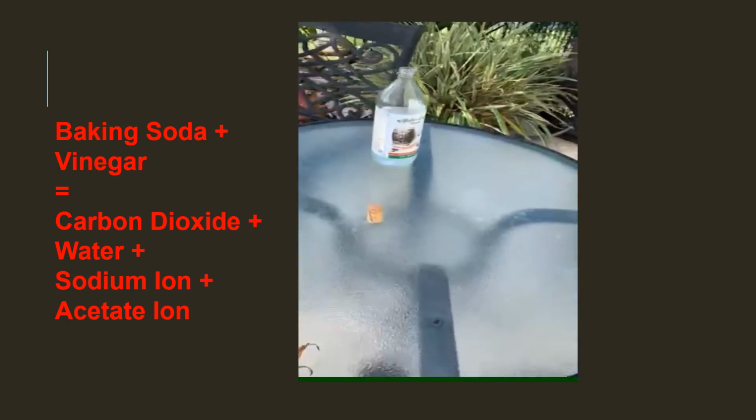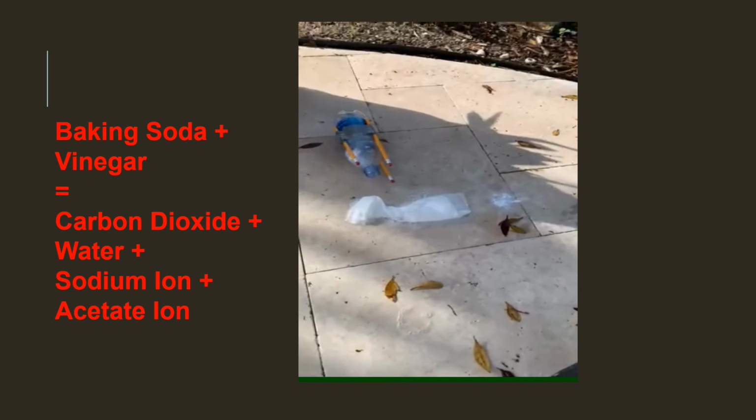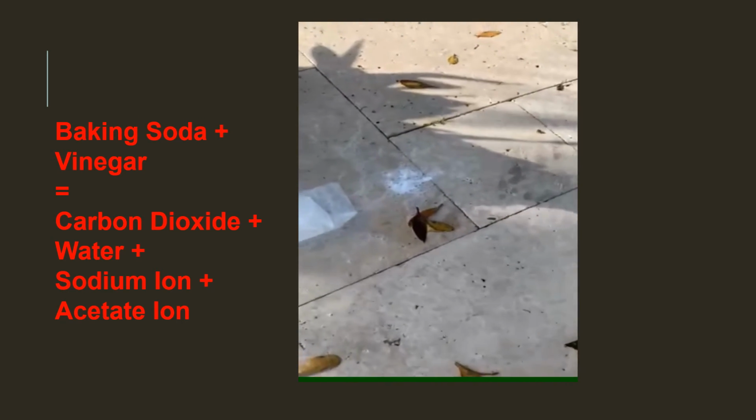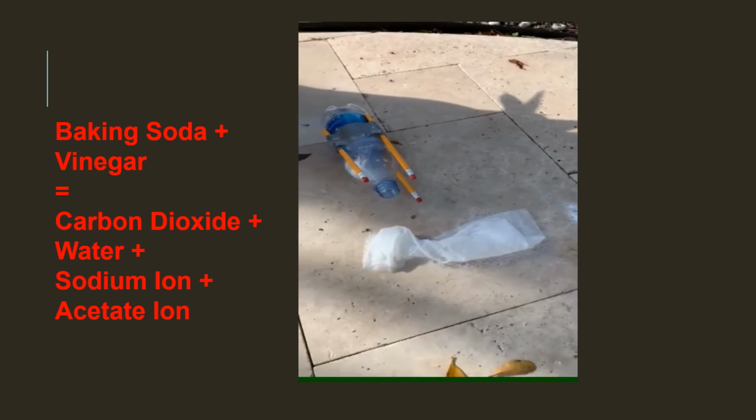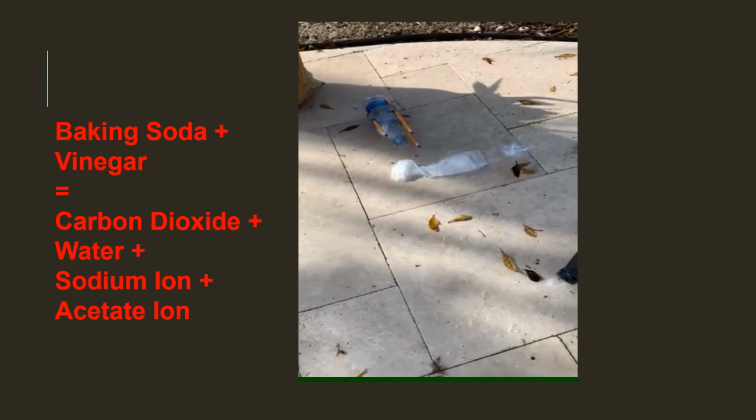So let's discuss what happened. The reaction between the baking soda, sodium bicarbonate, and the vinegar, the diluted acetic acid, generated carbon dioxide gas, which is used in other experiments like chemical volcanoes and other projects.